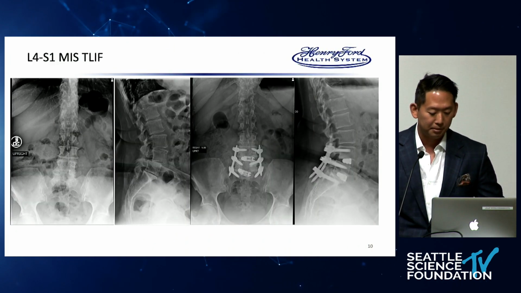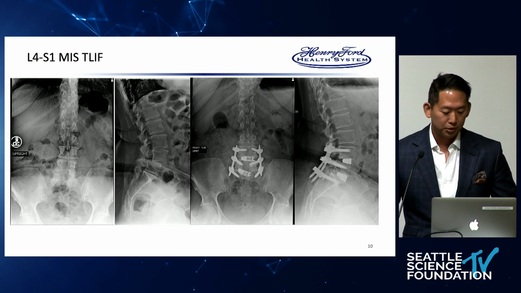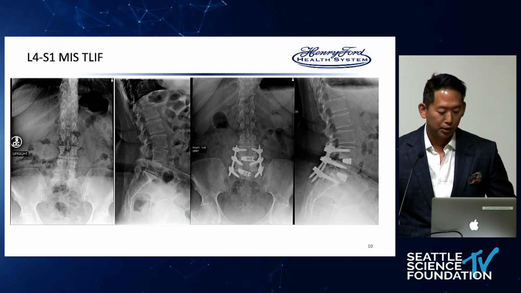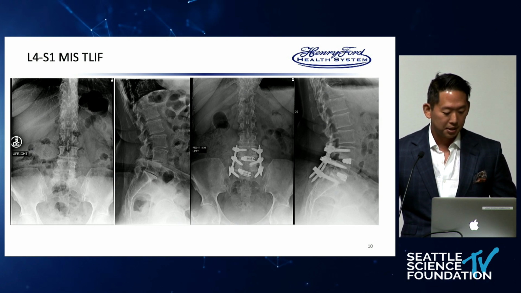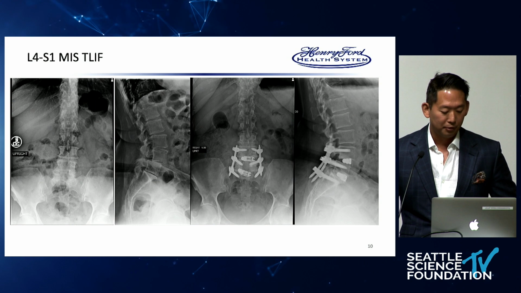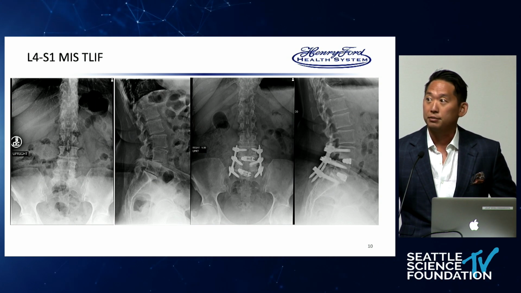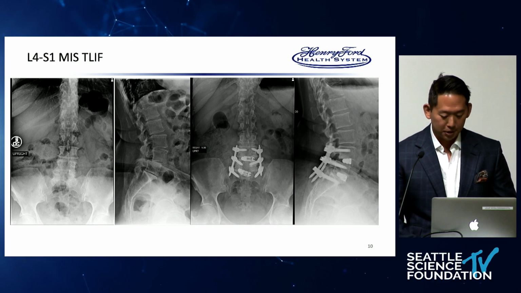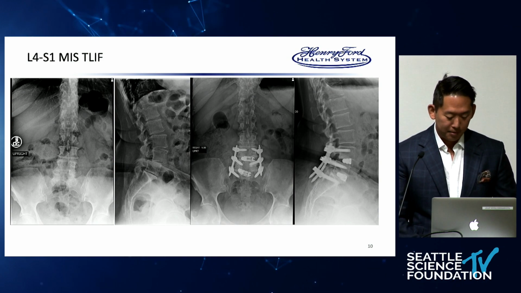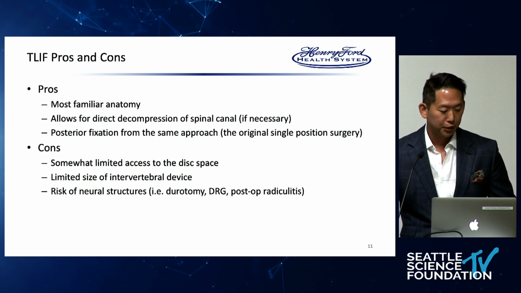So here's just a case example from my practice. There's a patient that one of my partners had operated on previously, did a traditional open laminectomy. The patient developed spondylolisthesis and disc collapse from L4 to S1. So we did a minimally invasive TLIF to reduce the spondylolisthesis and reconstruct the space. For a lot of MIS surgeons, this is your workhorse operation.